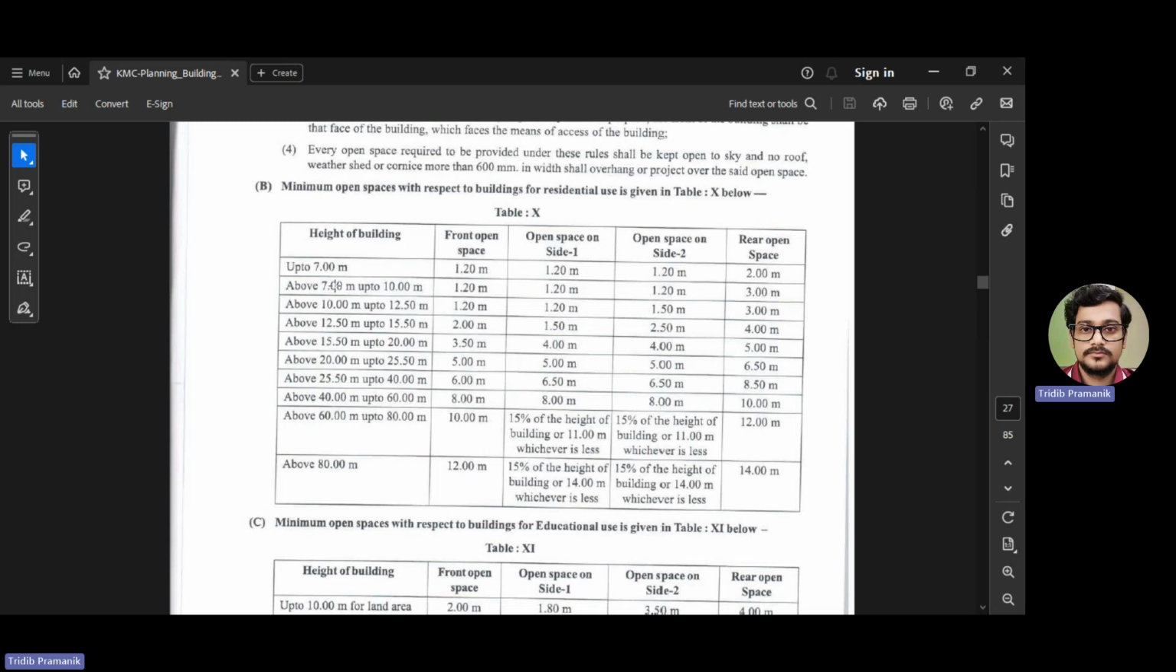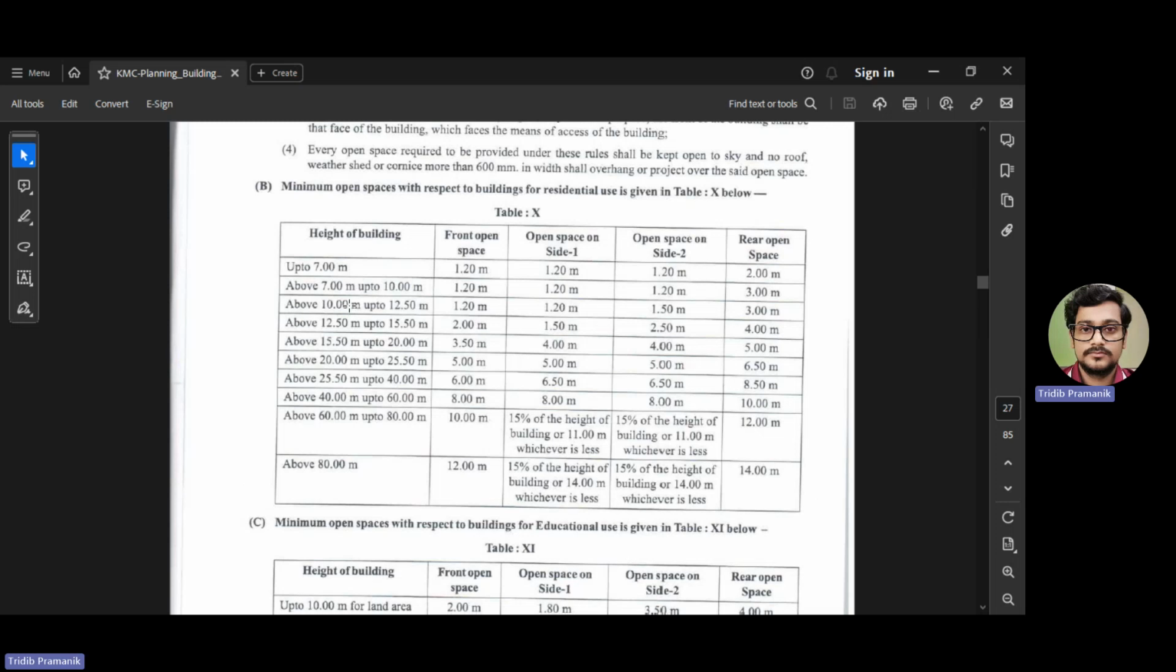So if height of the building is up to 7 meters, that is only for two-story building, in all three sides, front, side one and side two, we need to keep 1.2 meter space open. For rear side, we need to keep 2 meter space open. If height of the building is 7 meter to 10 meter, then in front side and on two sides, we need to keep open 1.2 meter, and in rear side, we have to keep open 3 meter space.